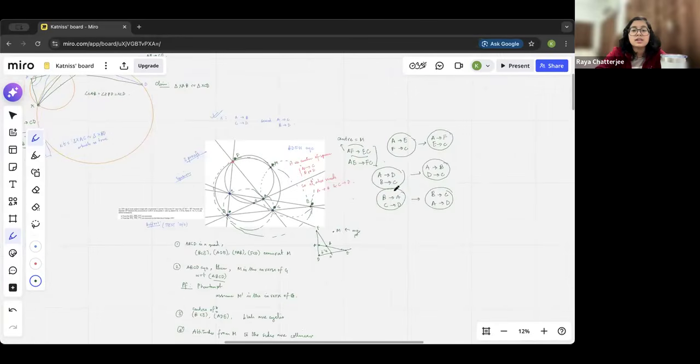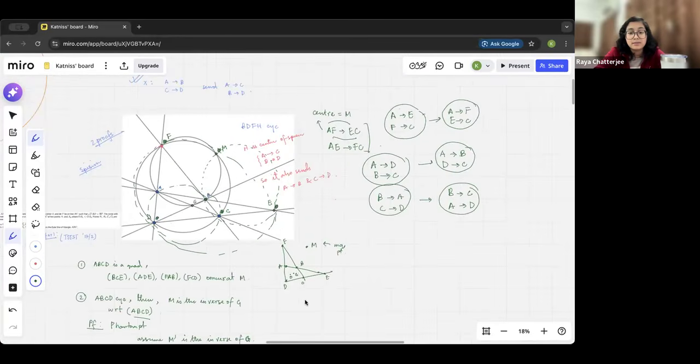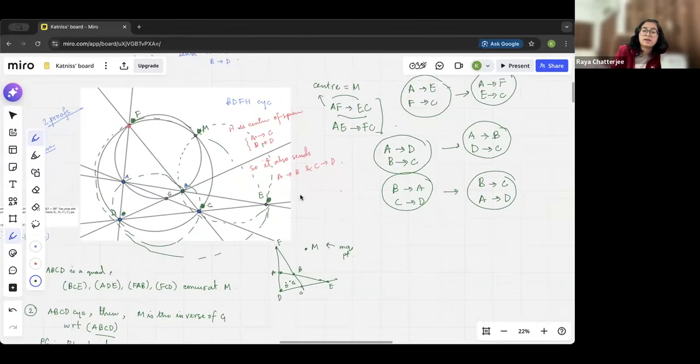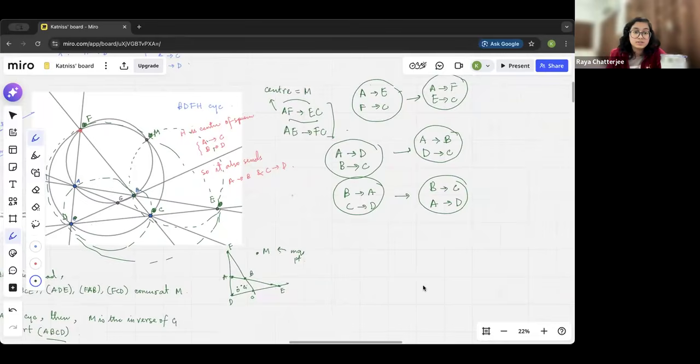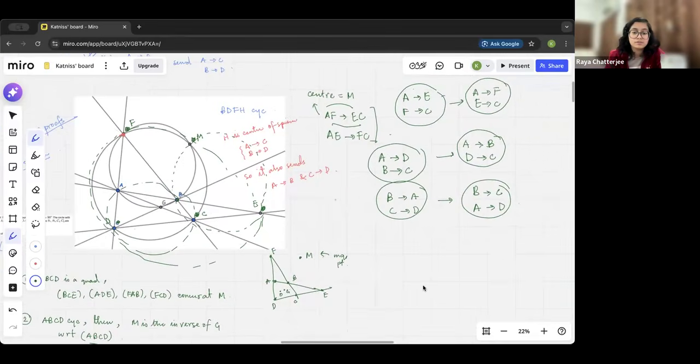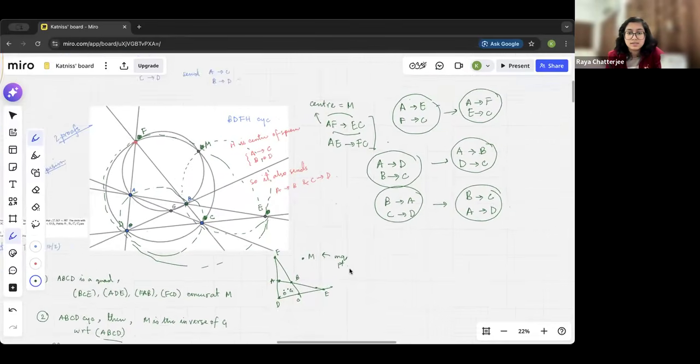So this was essentially to demonstrate that spiral similarity and Miquel just sort of go hand in hand. And if you have any Miquel config, you have a lot of similar triangles to angle chase on. And of course, you also have a lot of circles to angle chase on. So yeah, this is probably it.